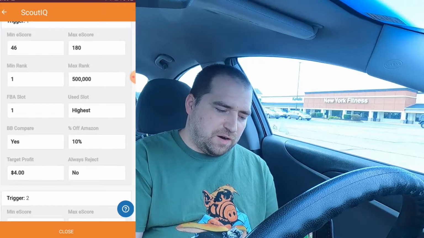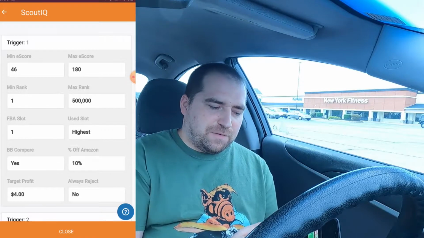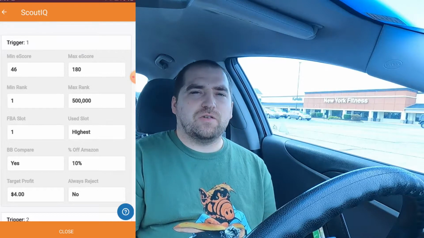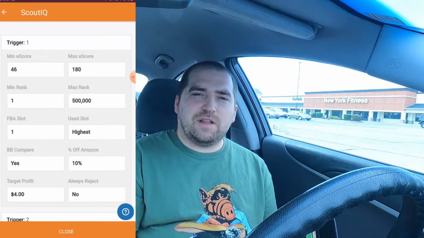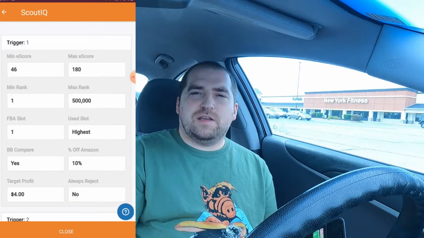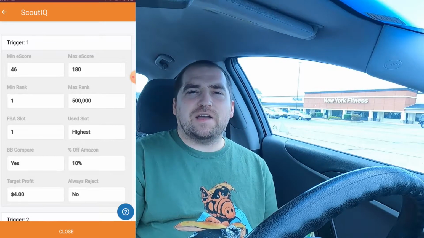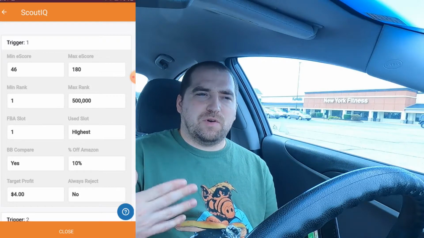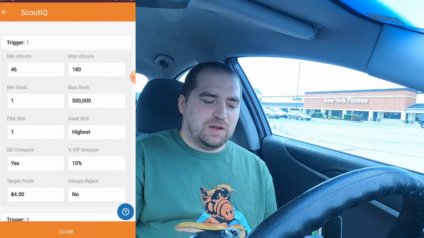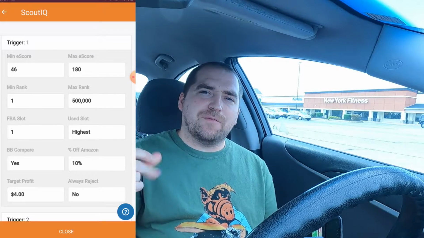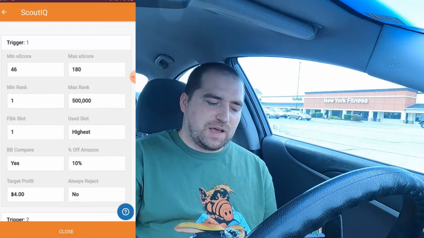So my first trigger, you'll see here, these are the fast movers. You got your minimum E-score and max E-score. E-score is how many days out of the last 180 a book has sold. The highest you'll see on ScoutIQ is 151 plus, because that's the most the app can read. So if you see 151 plus, that book is selling every day. Every day for the past 6 months, that book has had a sale.